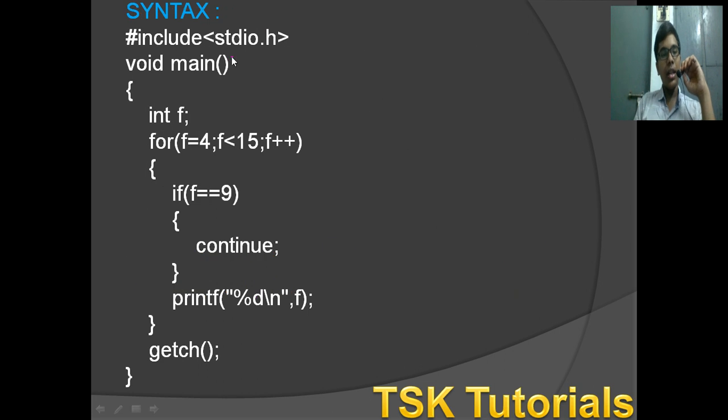Then we have to use continue. The syntax of the continue is like this: #include <stdio.h>, void main. This is the header file, and the main part. I'm going to store in the identifier f, and this is the variable. I'm going to use a for loop, starting from 4 till f less than 15. I have to execute the program. F has to be increased by 1, f++.